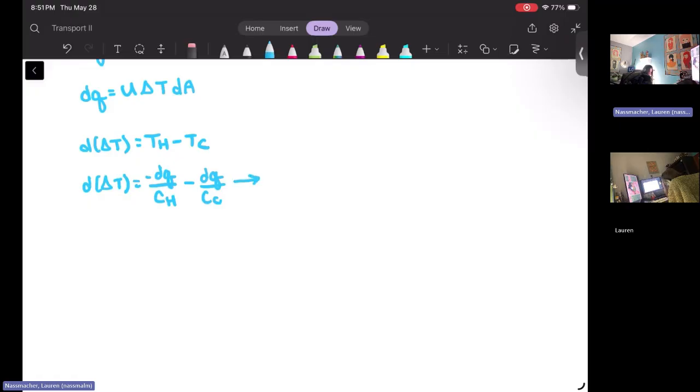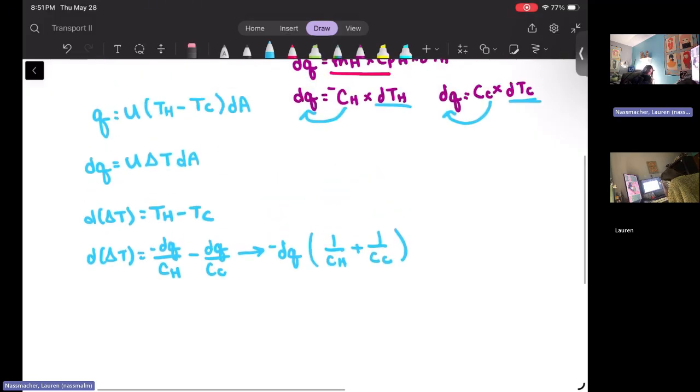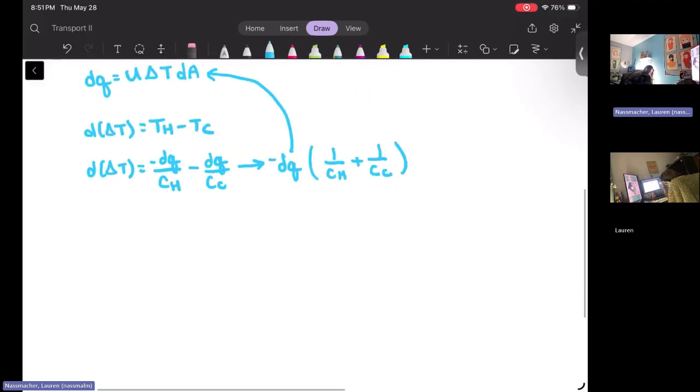Let's factor out that delta Q. So we're going to just get that, and let's do negative delta Q. We're factoring out negative delta Q. So now we just have 1 over CH plus 1 over CC. Beautiful. And look at that, delta Q, our change in heat capacity is right there.